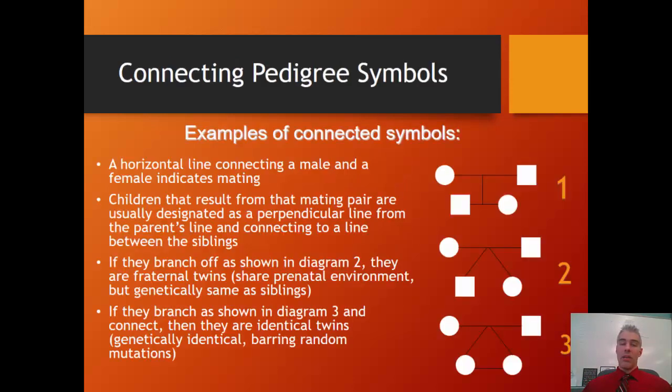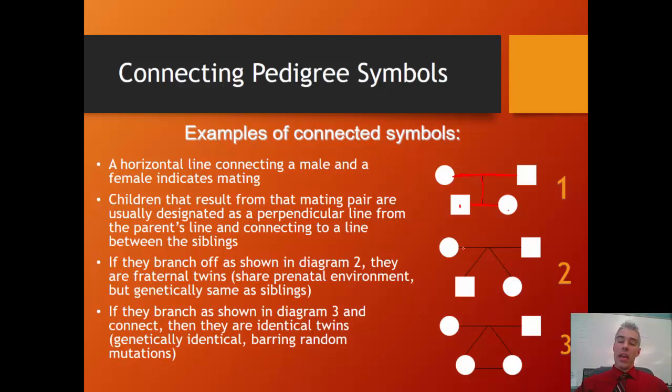The next thing you want to know is how do we designate mating relationships and sibling relationships. So if you look here at number 1, a horizontal line connecting a male and a female, as I've kind of drawn in red here, designates a marriage, or I shouldn't say marriage necessarily, but a mating event, or that they have mated before. And these are, down here, the resulting children from that mating. Notice they had a boy and a girl from that mating.